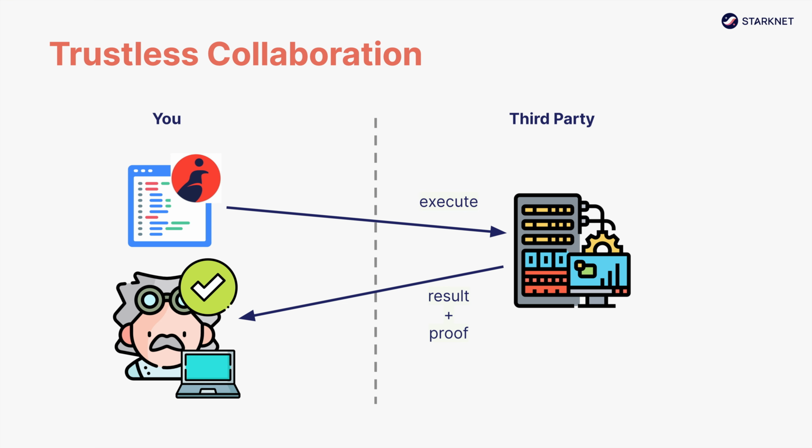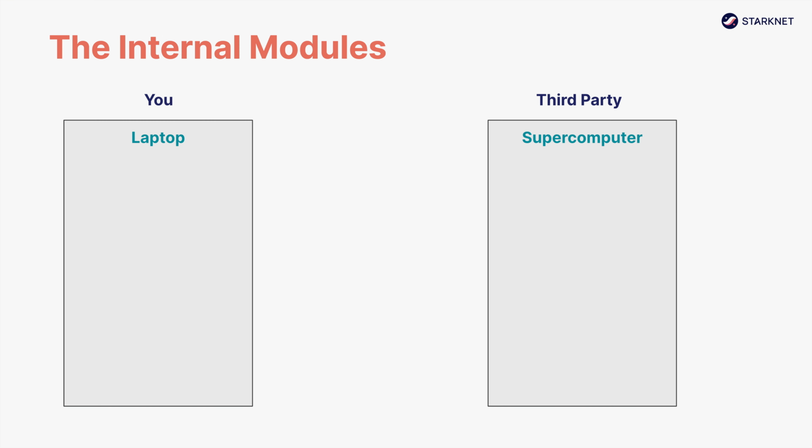Let's take a look at the internal modules and their roles. On one hand, there's your device, a regular computer that could be a desktop, a laptop, or even a smartphone. On the other hand, there's the device of the third party, a computer with much greater capabilities that will be in charge of executing your Cairo programs. It all starts on your device and with your program written in Cairo.